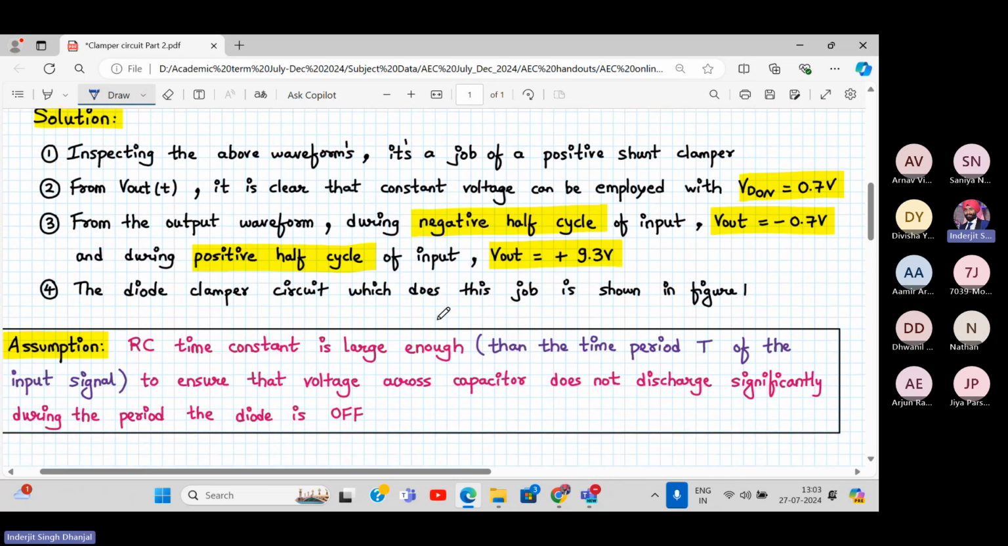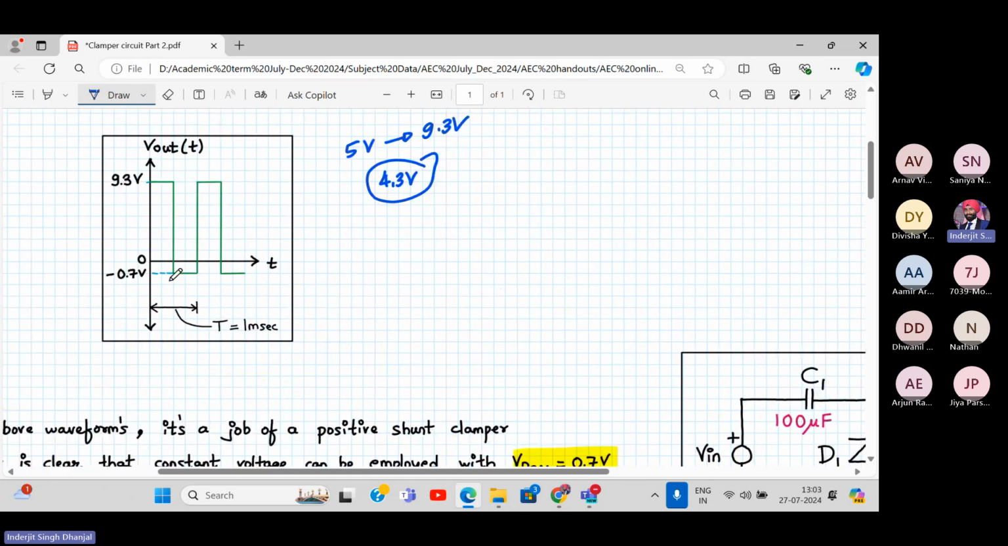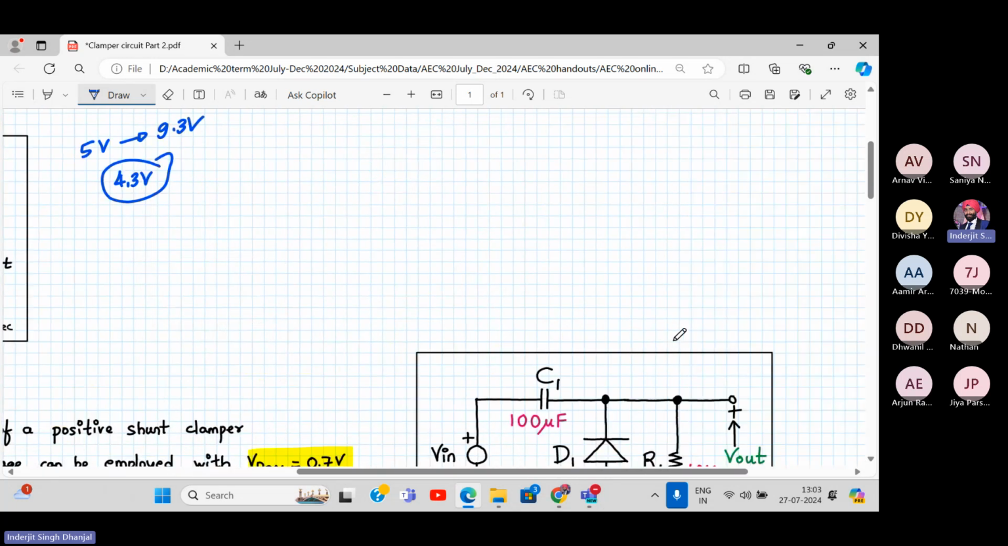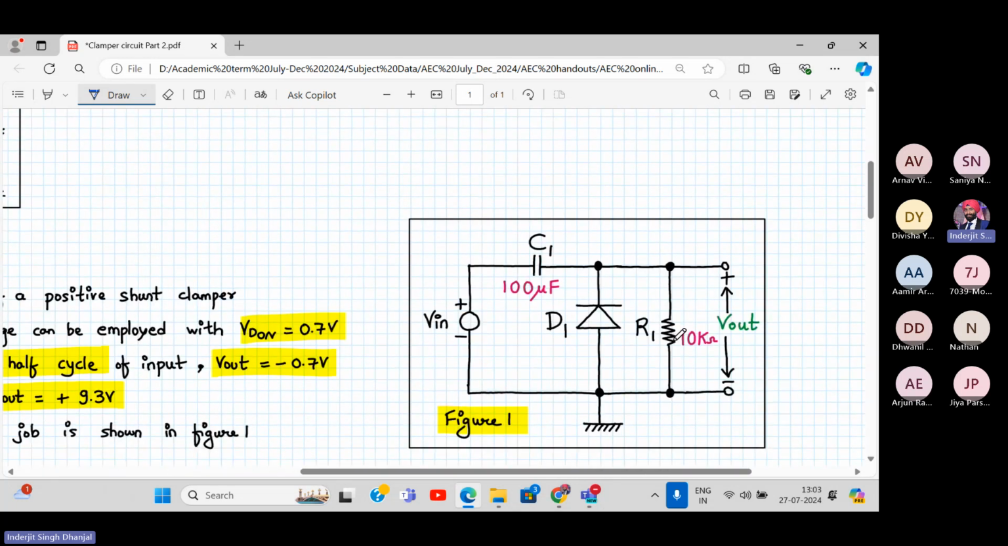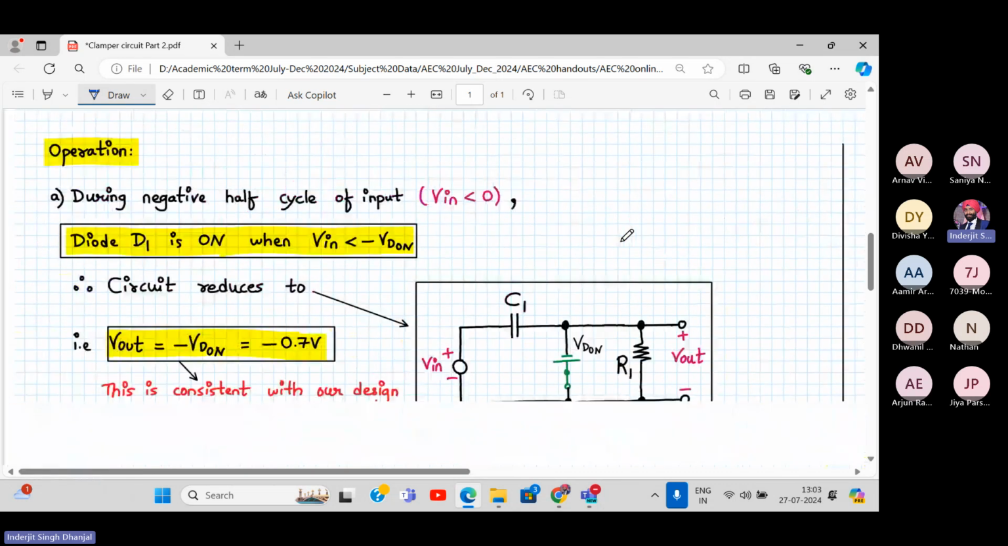So the diode clamper circuit which will do this job will be this. This is the diode clamper circuit. Just connect the diode in reverse and you will get the shift at the positive side as 9.3, negative side as minus 0.7. Let's see how this works. First of all, select R and C values very high. I mean, C1 is 100 microfarad and R1 is around 10 kilo ohms. So the discharging time of the capacitor will be very, very long. So let's start.